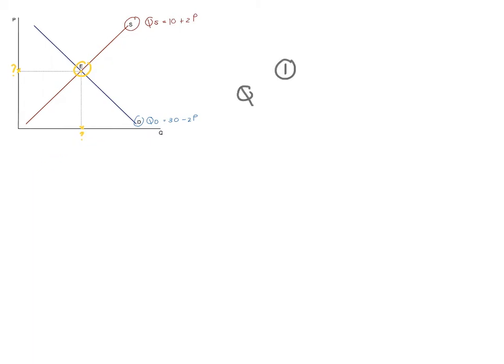Step 1. Solve for P. We will start with the following. Quantity supplied is equal to quantity demand. Our quantity supplied is equal to 10 plus 2p, equal to our quantity demand, which is 30 minus 2p.